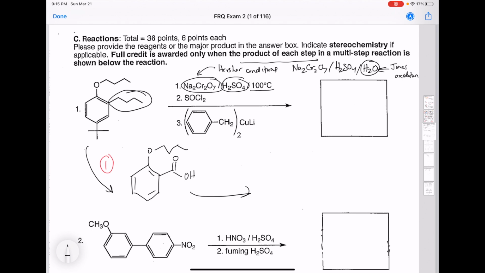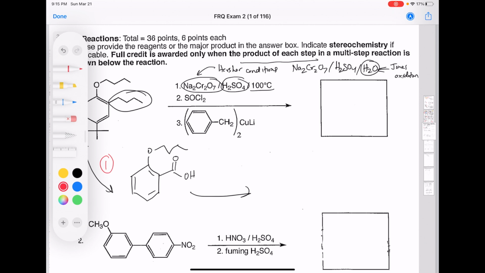So in the second step, we apply thionyl chloride, SOCl2, to this. Oh, and on a separate note, even though this is a very strong oxidant, it is incapable of oxidizing ethers or tert-butyl groups. So it is helpful in that sense, because you can selectively oxidize long alkyl chains.